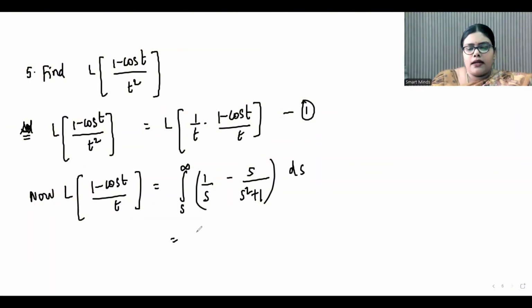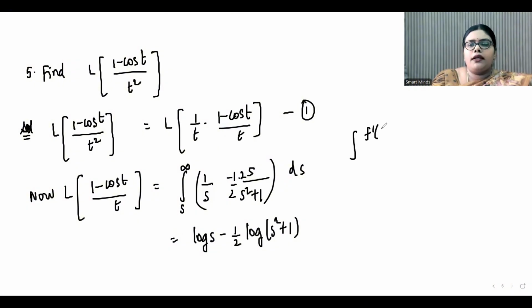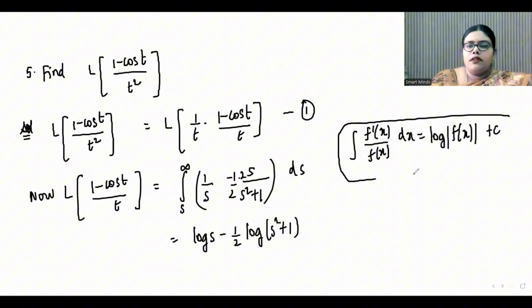1 by s minus s by s square plus 1 ds. That is integral 1 by s is log s minus integral s by s square plus 1 is 1 by 2 log s square plus 1. Here what I am doing, multiplying and dividing by 2. So it is in f dash of x by f of x form. We have a formula, integral f dash of x by f of x is log mod f of x. This formula I am applying here. Understood?